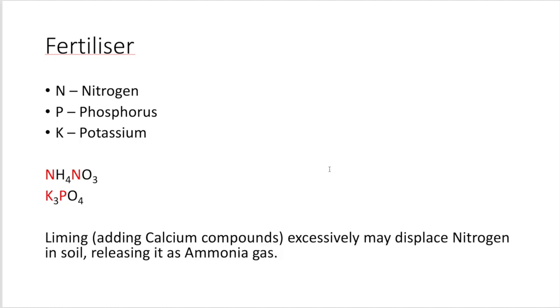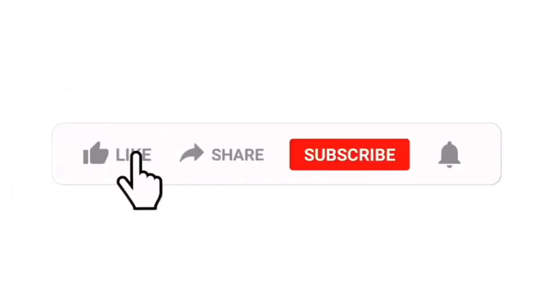In addition, there's this earlier topic about adding calcium compounds, liming, to increase the pH of soils that are too acidic. Adding too much of this will be a concern because it will be able to displace the ammonium salts to release it as ammonia gas, like mentioned in the displacement topic earlier. So the soil is going to lose its nitrogen content and therefore become less fertile for the plants that are in it. And that is all for today.